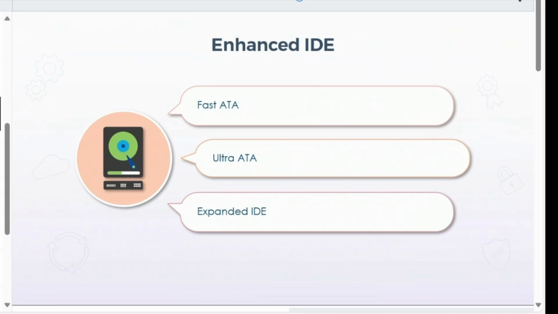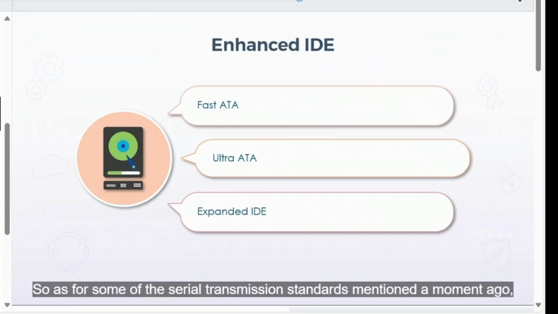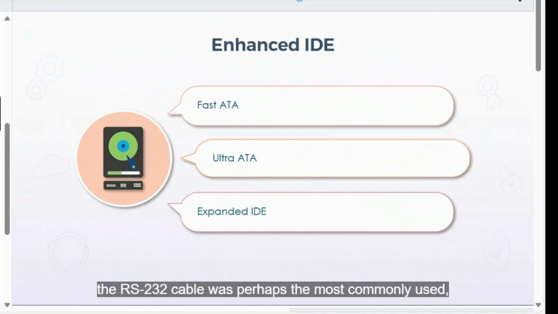I should, however, mention that Enhanced IDE also introduced support for larger capacity drives. Some of the younger viewers out there may be surprised to learn that the very large hard drives that we use today were not supported back then. Most IDE hard drives were under 4 gigabytes. But EIDE introduced support for drives up to 8.4 gigabytes, but that's still substantially smaller than what we use today.